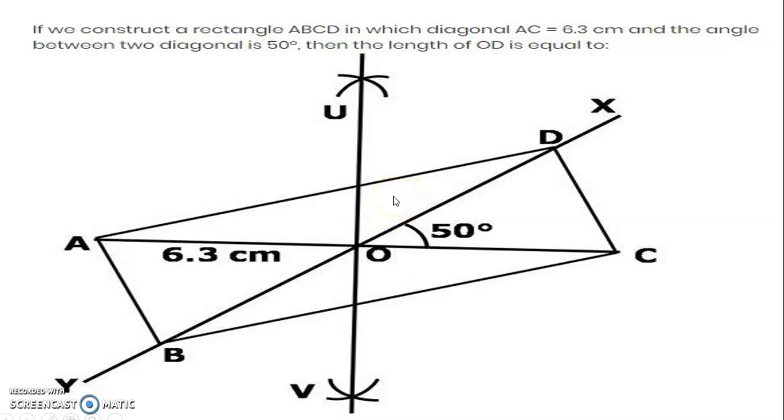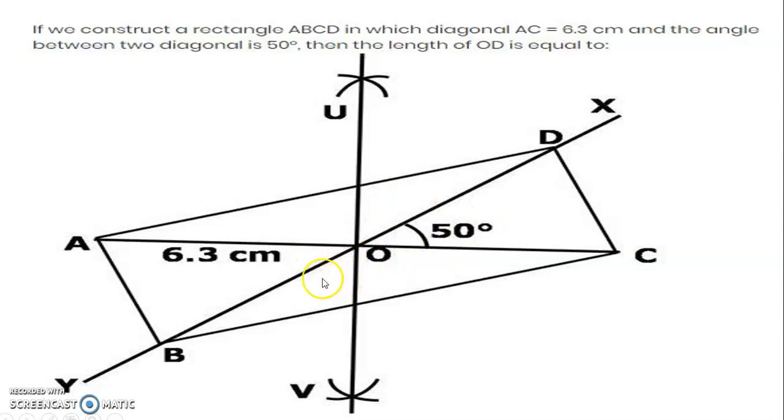But it's a special kind of parallelogram where opposite sides are equal and the angle between the sides is 90 degrees. In such a case alone, we will say that our diagonals are of equal measure. So here BD is 6.3. But they are asking us to find OD.